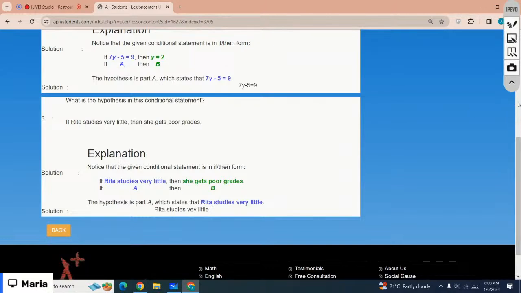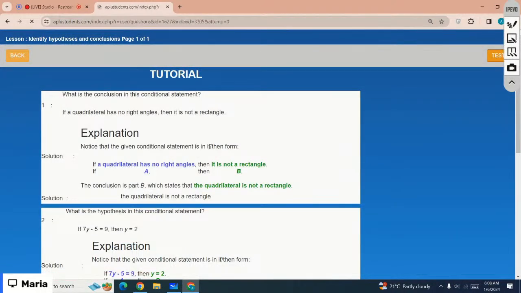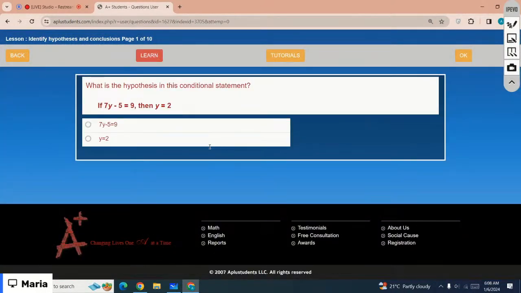Let's start with the test questions. What is the hypothesis in the conditional statement? If 7y minus 5 equals 9, then y equals 2. So the conditional statement is 7y minus 5 equals 9. Got it? The hypothesis is 7y minus 5.